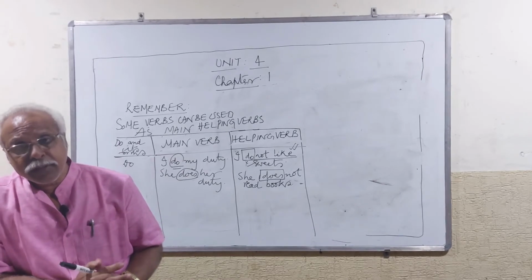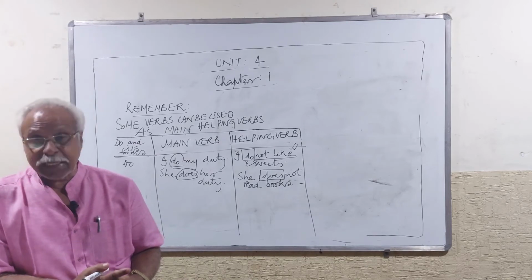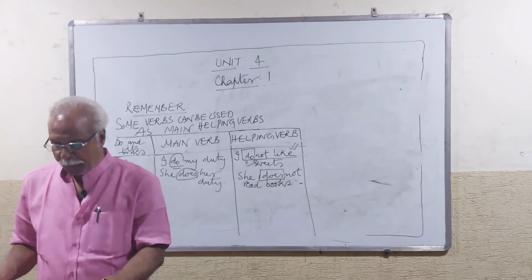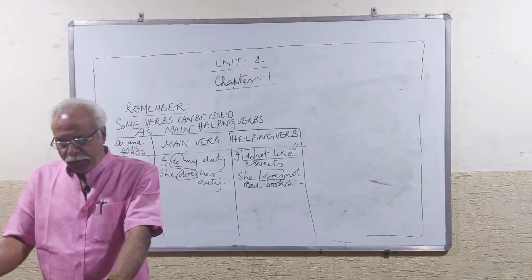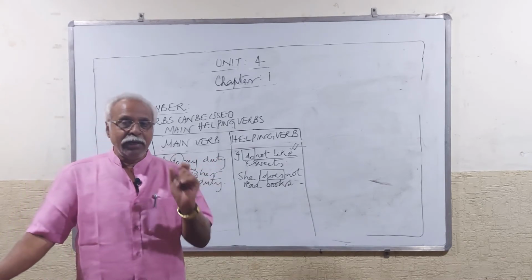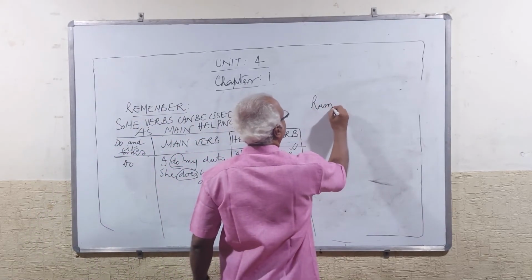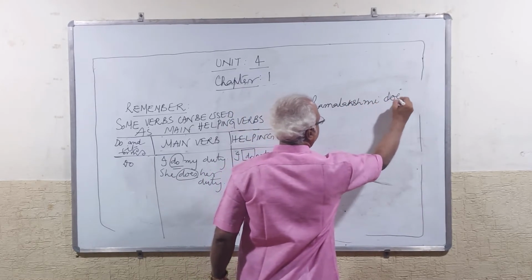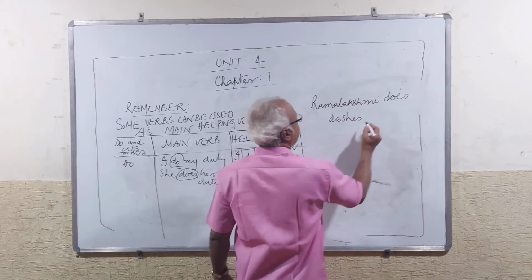Do can be used a lot with nouns to talk about cleaning, washing, and then arranging things also. How? For example, Ramalakshmi does the dishes. Ramalakshmi does the dishes. This I would like to write on the blackboard because it is somewhat tricky. Try to understand the meaning of it. Ramalakshmi does dishes. Night itself.